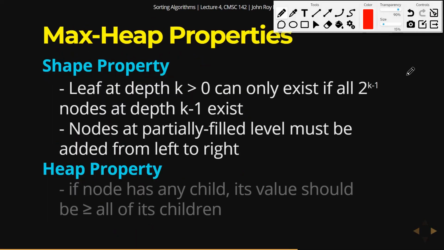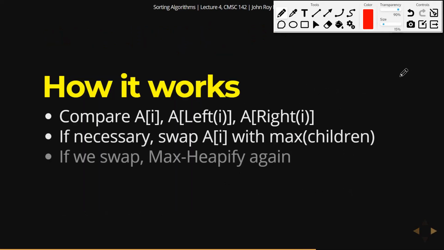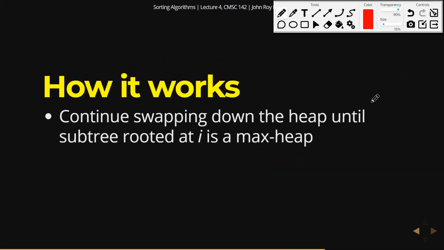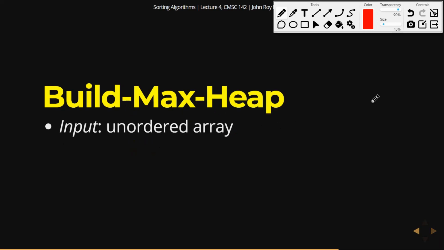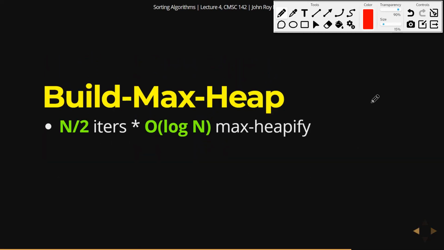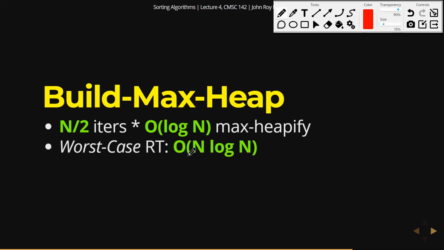Okay, so that's it. And then, so if there's n over 2 iterations and log n for max heapify, then the worst case running time is n log n also.